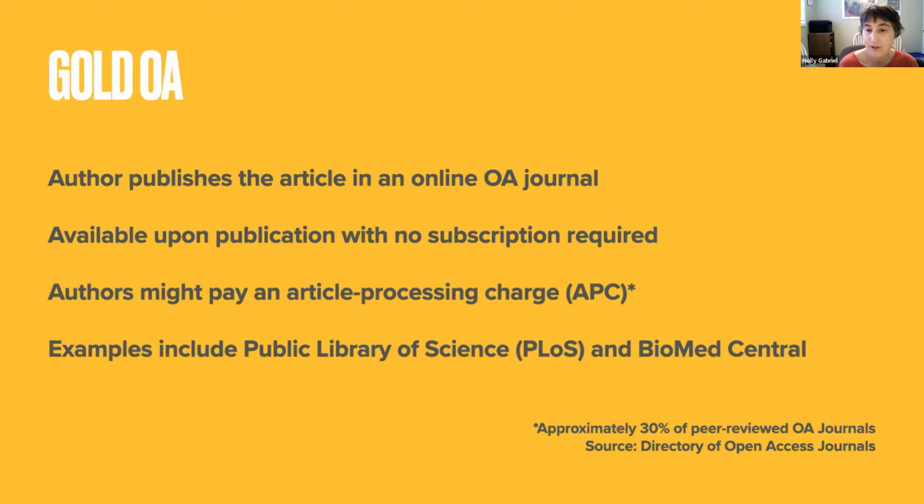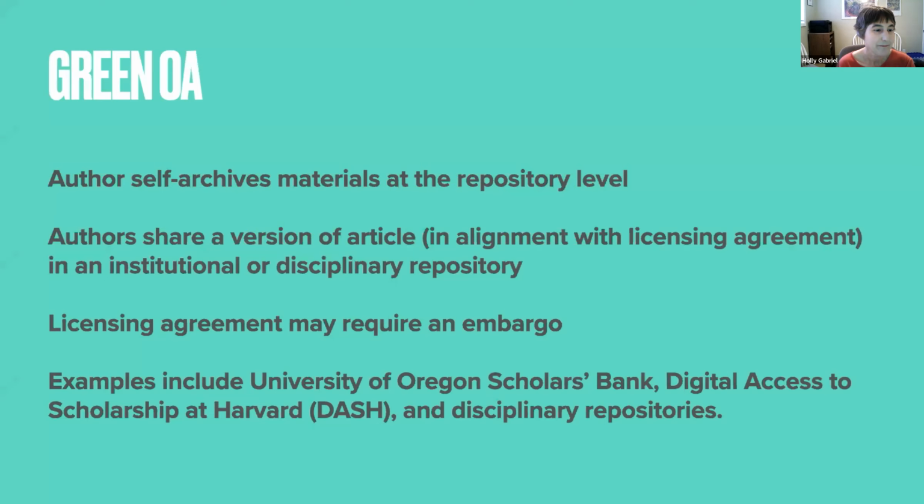Or if the author's university pays that APC, it's nice because the university does not need to pay a library subscription for the open access journal. So it's kind of a trade-off there when the university pays the APC, but not a library subscription. And then examples of gold OA include Public Library of Science and BioMed Central, who are both gold open access publishers. Next.